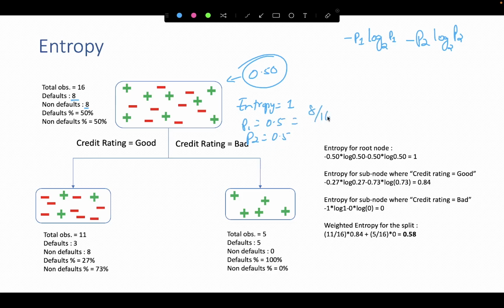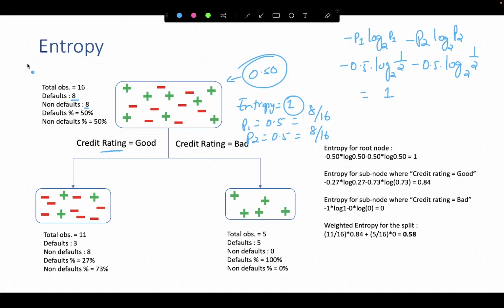That is, 8 out of 16 is always going to result in 0.5 for both the positive as well as negative data points. So if you plug in these values, minus 0.5 multiplied by log 1 by 2 to the base 2, minus 1 by 2 is nothing but 0.5 again, 0.5 multiplied by log 1 by 2 to the base 2. So this results in a value of 1. This indicates that the entropy value you attain for a non-homogeneous node is going to be maximum in this case. So this is for evaluating credit rating as a whole.